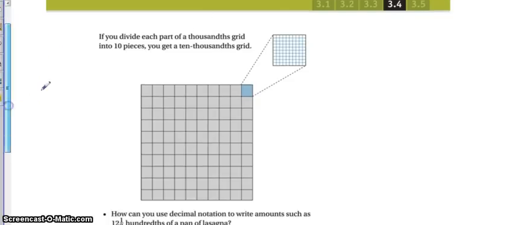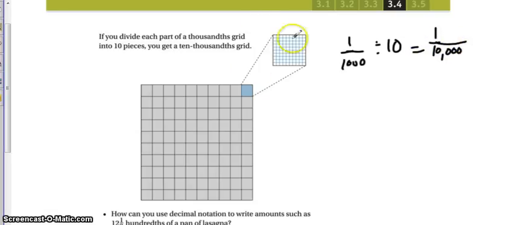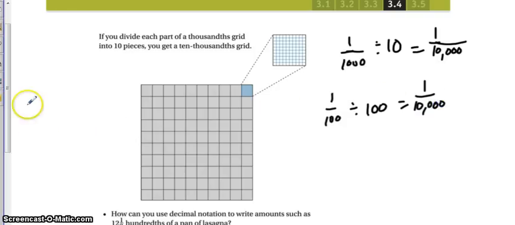Again, we can do that if we divide each part of 1,000th, so the 1,000th, we divide that into 10, we would get 1/10,000th. Okay? And so that would be like a little hundreds grid inside of every hundredth. So that's a hundredths grid divided by 100 would equal 1/10,000th as well. All right.